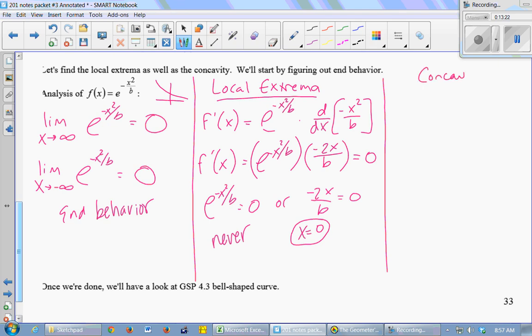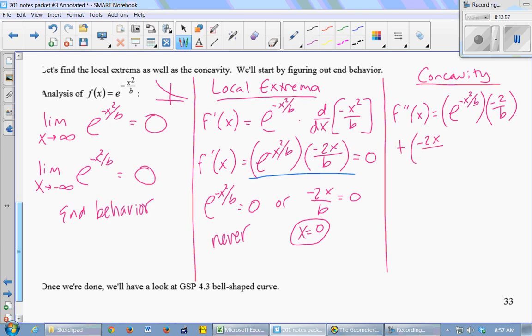So concavity, f double prime of x. So here's my f prime, written as a product, which means that to take the second derivative, I will use the product rule. So I'll have first e to the negative x squared over b times the derivative of the second. The derivative of negative 2x over b would be negative 2 over b, plus the second, negative 2x over b, times the derivative of the first. The derivative of e to the negative x squared over b, I know what it is, right? It's e to the negative x squared over b times negative 2x over b.